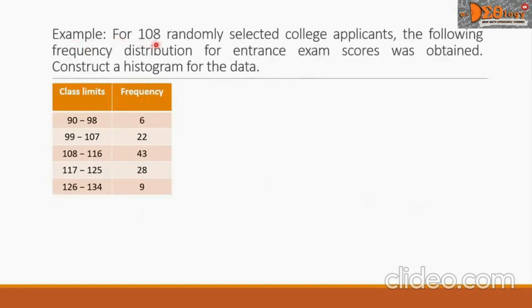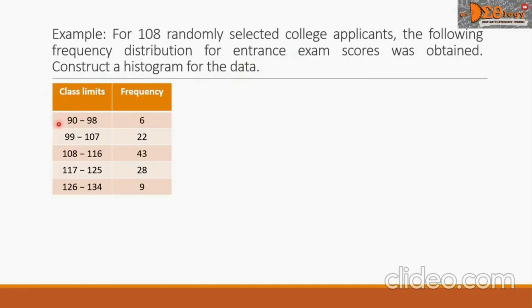For 108 randomly selected college applicants, the following frequency distribution for entrance exam scores was obtained. Construct a histogram for the data. We have a table here with 2 columns. The first column is for class limits or class intervals. We have 1, 2, 3, 4, 5 groups.